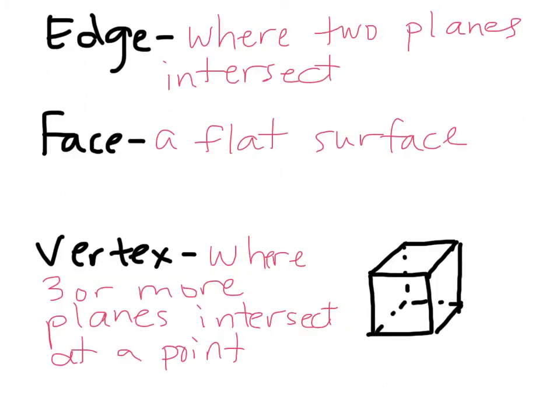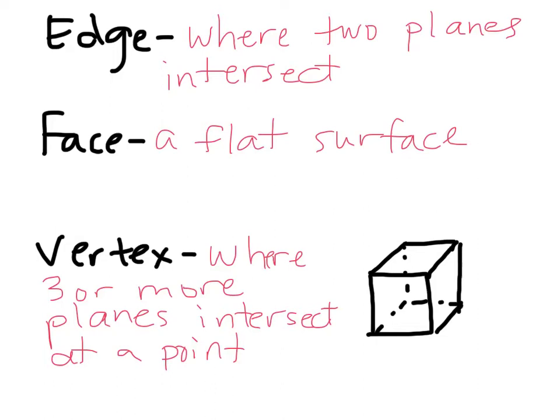And polyhedrons then have certain things that we look at. They have things called edges, and that's where two planes intersect. So again, think about a line. They have faces, which are just the planes, the flat surfaces. And then they have vertices, or one is called a vertex. And a vertex is where three or more planes intersect at a point. So again, think about that wall and ceiling.